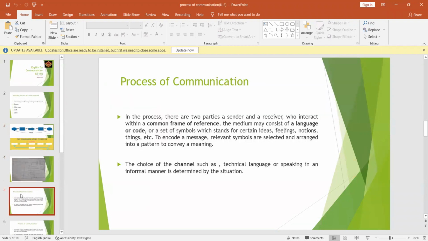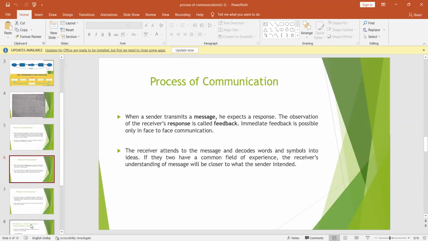Okay, now what is the process of communication? In the process of communication, there are two parties, one is sender, one is receiver, who are doing the communication in a common frame of reference. That is, you can say it consists of a language or code. Now we need the channel to pursue the communication. Sometimes this channel requires technical language, speaking in an informal manner. That channel will have to move on.